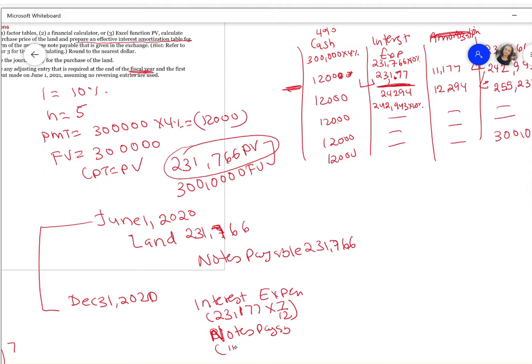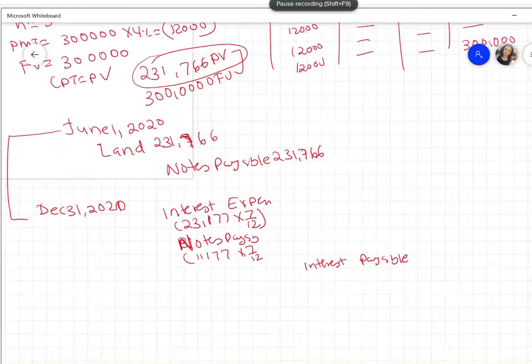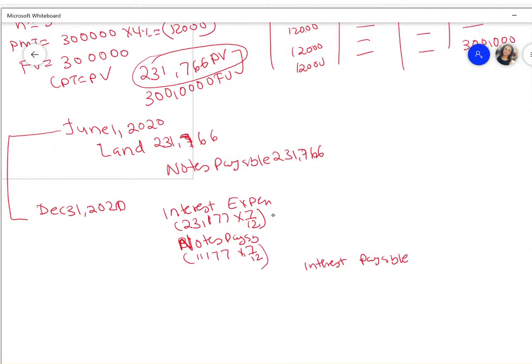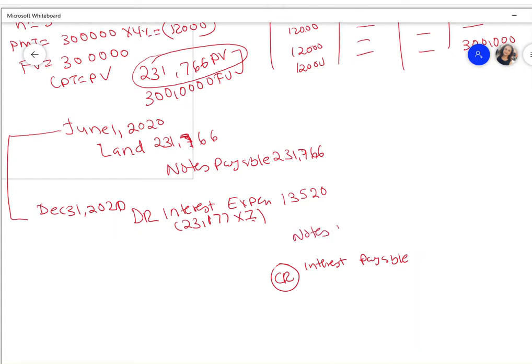That is going to be your 11,177 multiplied by 7 over 12, and then you're going to say interest payable, because we do not have cash when we do an accrual entry at the end of the year. This number will be 13,520, and since it's a discounted note, this will be a credit, and that will be a credit, and this amount will be a debit. Your notes payable is going to be 11,177 multiplied by 7 divided by 12, and that will give me 6,520, and this is your 7,000.